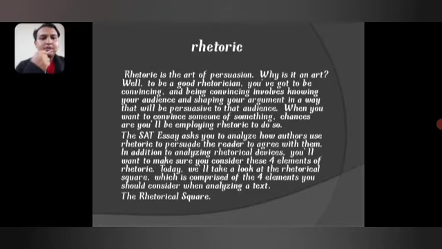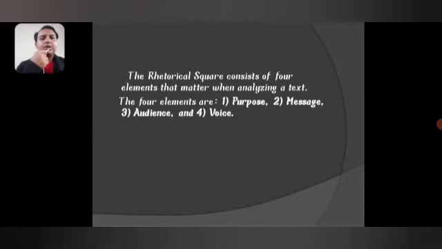Today we will take a look at the rhetorical square, which is comprised of the four elements you should consider when analyzing a text. The rhetorical square consists of four elements that matter when analyzing a text. The four elements are: the first, purpose; second, message; third, audience; and fourth, voice.